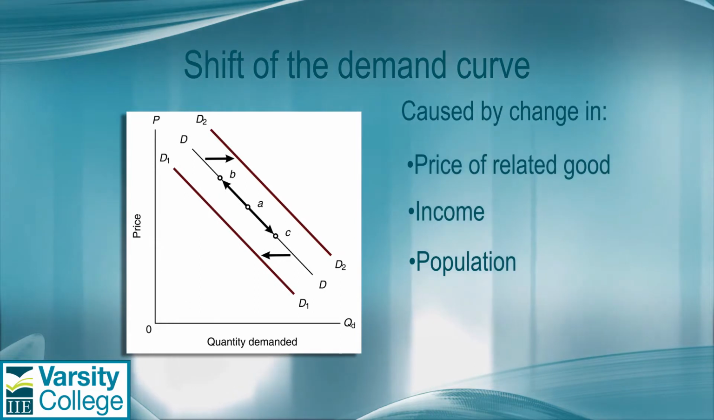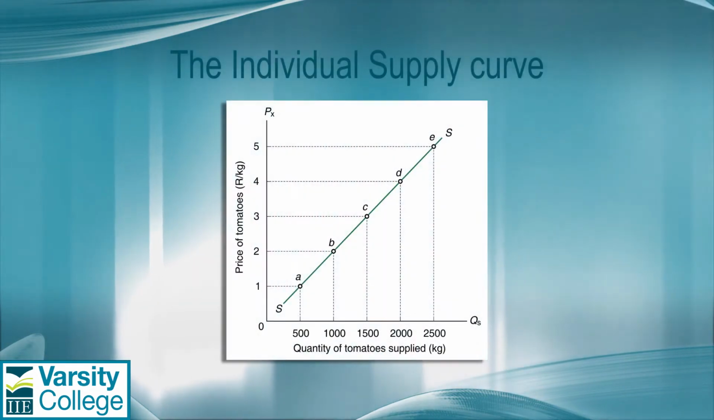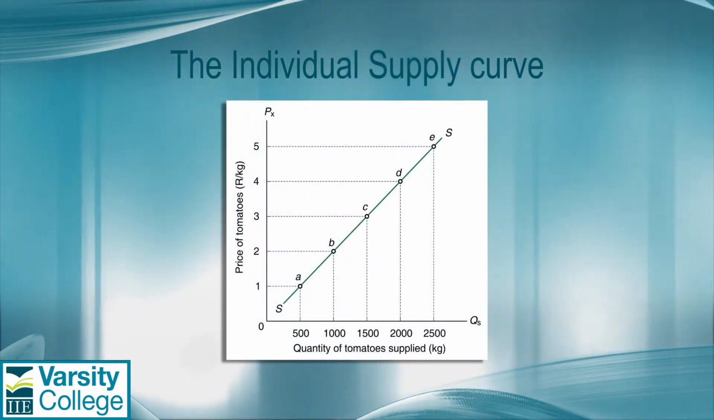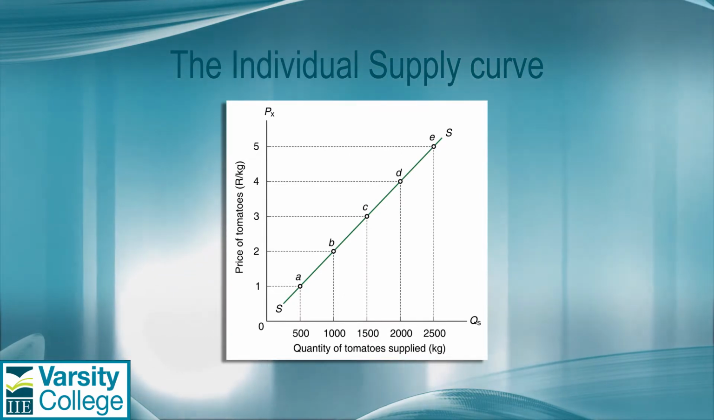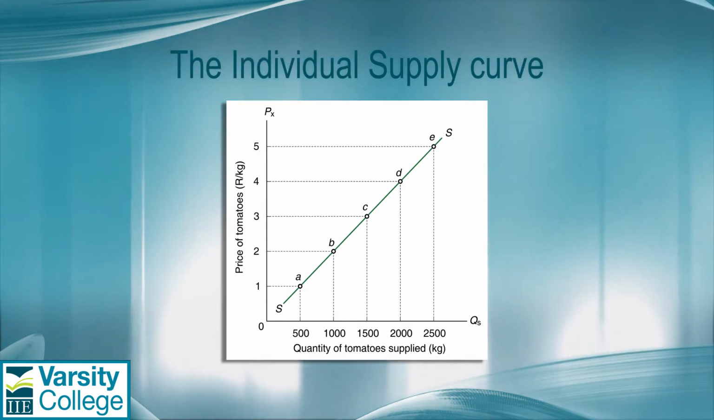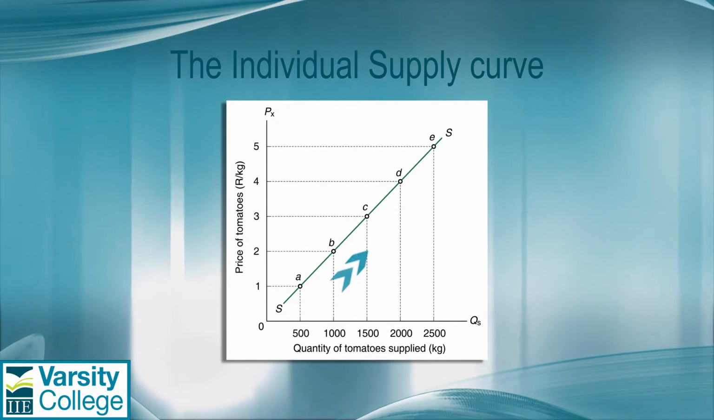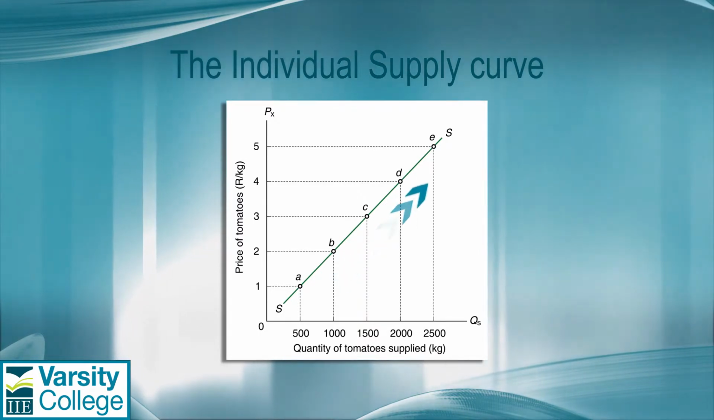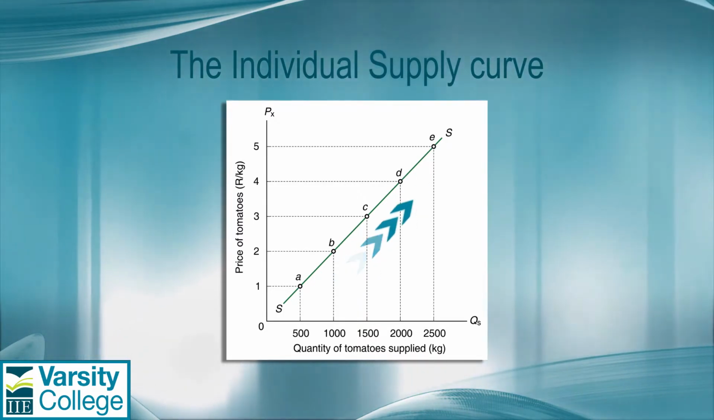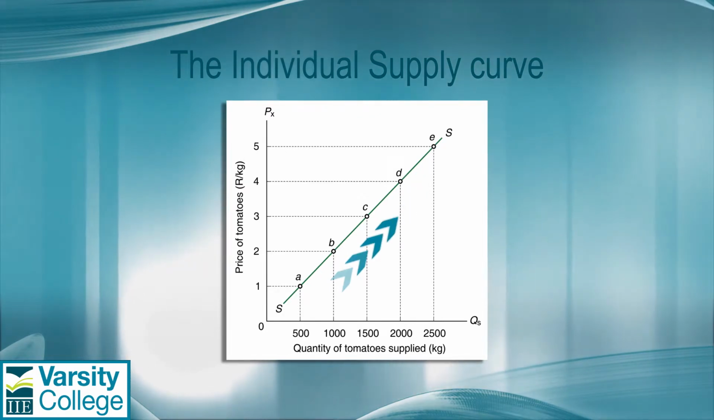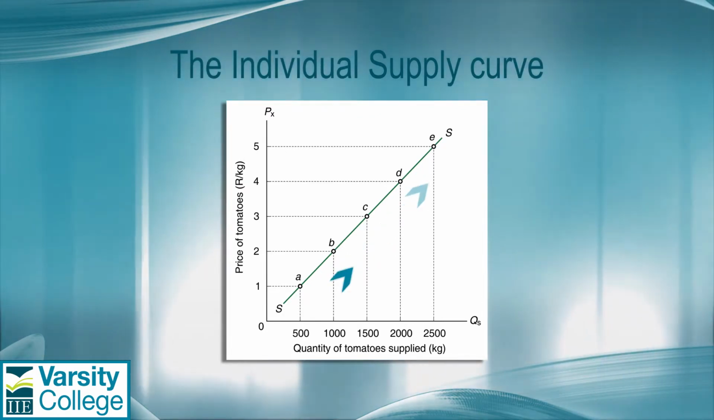We now turn to supply. Supply is defined as a quantity of goods or services that producers plan to sell at each possible price during a particular period. The supply curve is an upward sloping curve to the right, which means that a positive relationship exists between price and quantity.